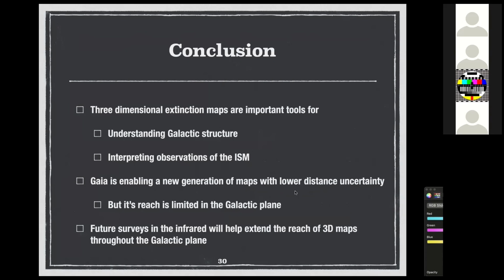Okay, well, to finish, I want to say that 3D maps, of course, are important, as I hope you agree with me, for galactic structure, but also looking at observations of the ISM. You need to know where the things are, how far away, so you can attach physical properties to the different observations. Gaia is certainly a huge help, getting higher resolution and distance, but it's not going to be a great help in the galactic plane, and future surveys should help quite a lot with that. Thank you.